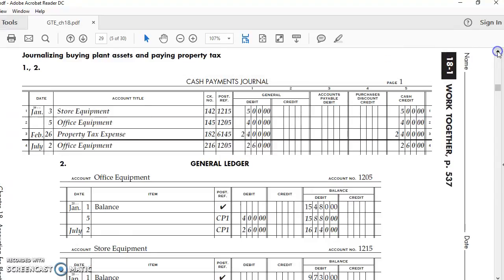I ask you now to do the On Your Own. The On Your Own in your textbook is on page 537, and the On Your Own in your workbook is on page 30.